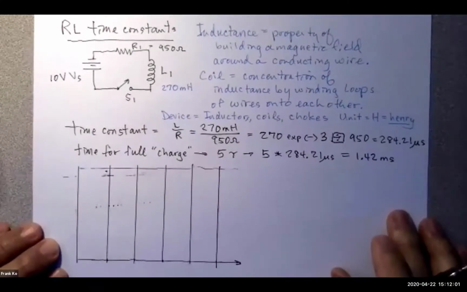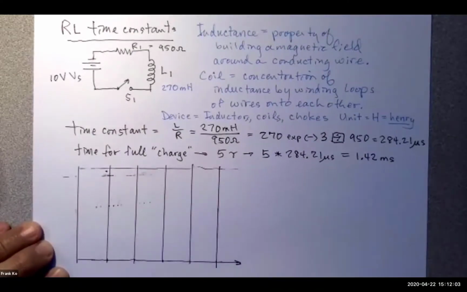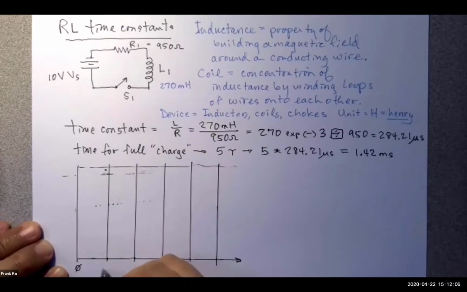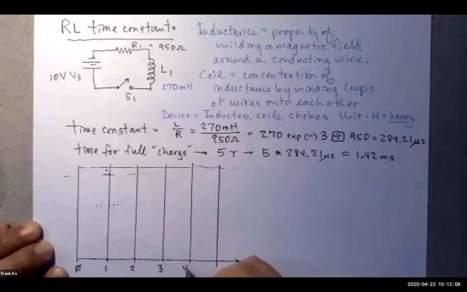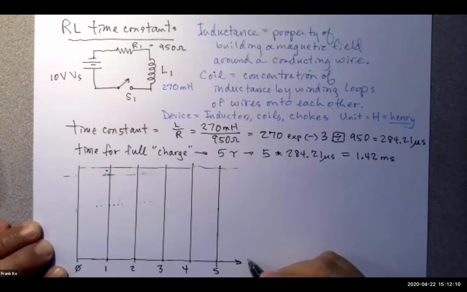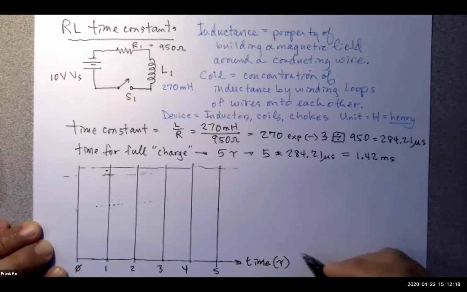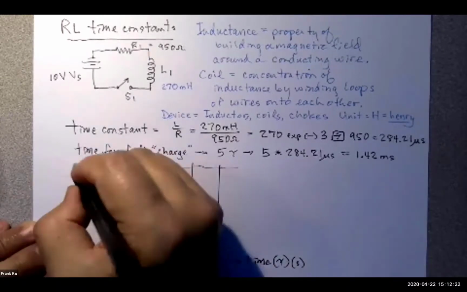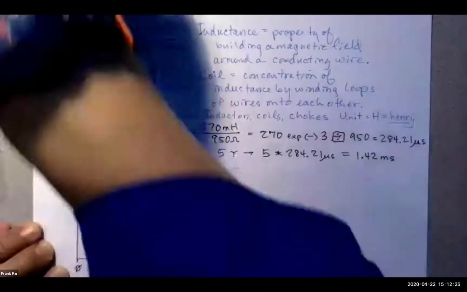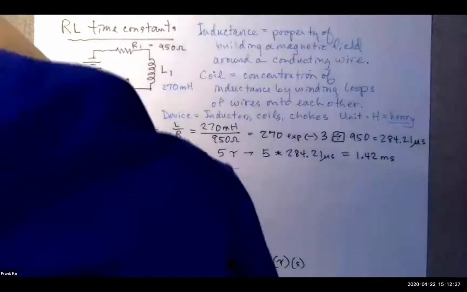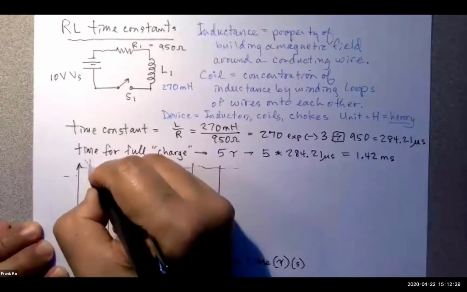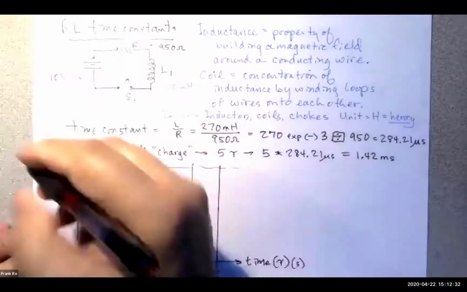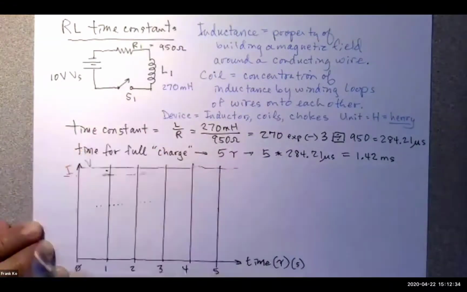All right. So, time constant chart. 0, 1, 2, 3, 4, and 5. This is time in units of tau. It's also in units of seconds if you'd like. Up here will be 2 values. Up here will be a value for V, and up here will also be a value for I.